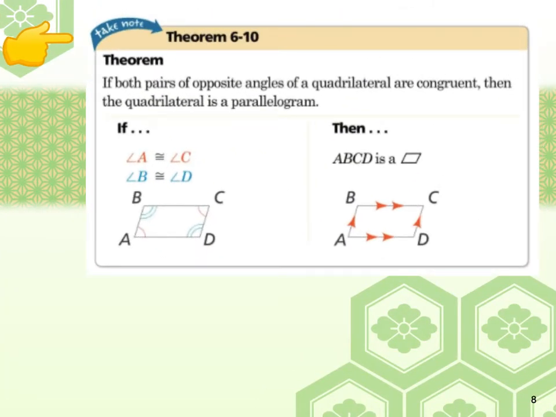Theorem 6-10. If both pairs of opposite angles of a quadrilateral are congruent, then the quadrilateral is a parallelogram. Opposite angles means angle A and angle C are congruent, angle B and angle D are congruent. Therefore, ABCD is a quadrilateral, which is a parallelogram.